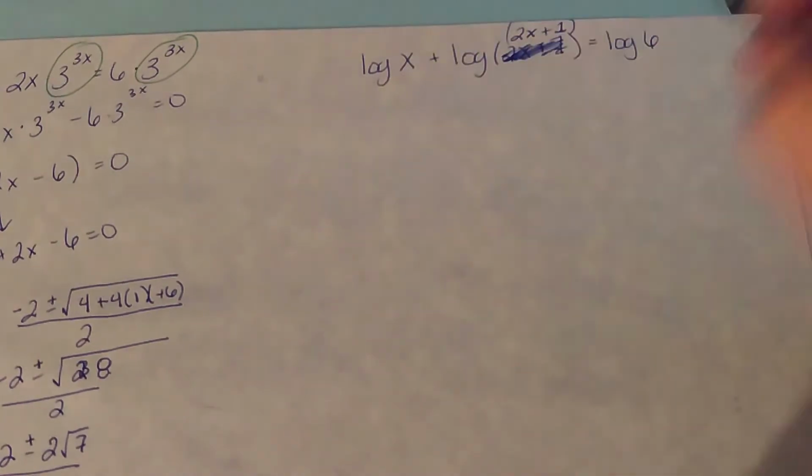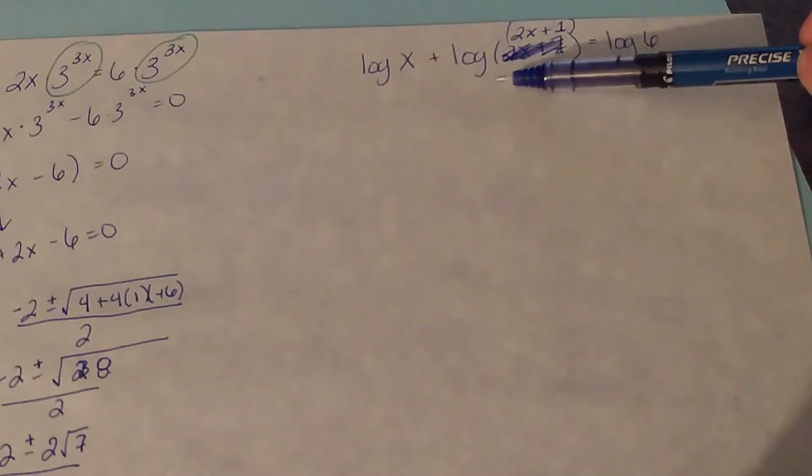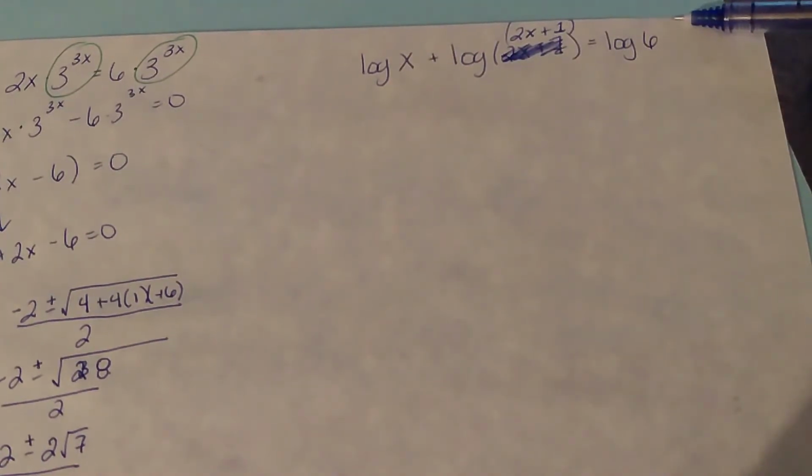But even here, we still have a problem. We can't change this to an exponent in the form that it's in right now because we have two different logs on this side and a log on the other side. So we need to figure out a way to combine them. So then we can either compare the two sides or we can change it to an exponent at that point.